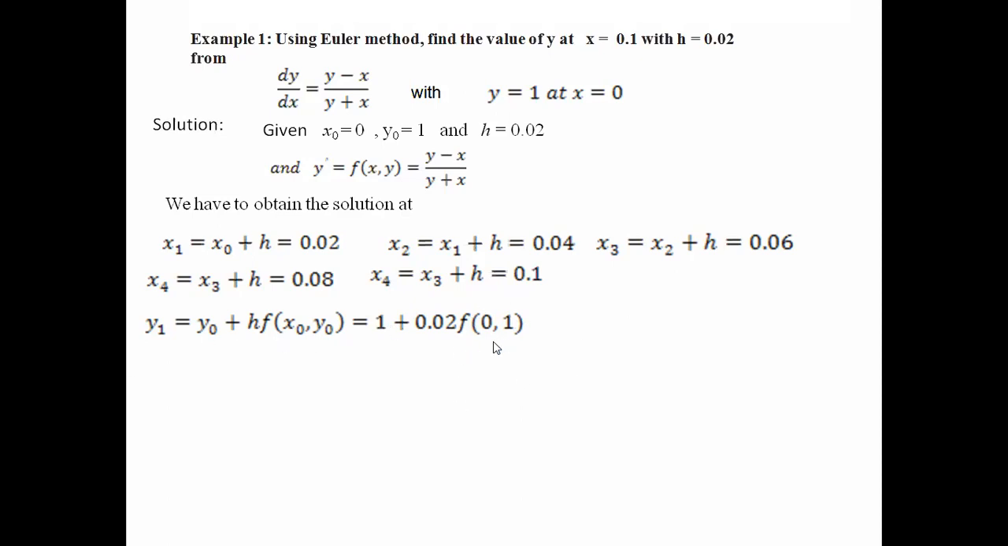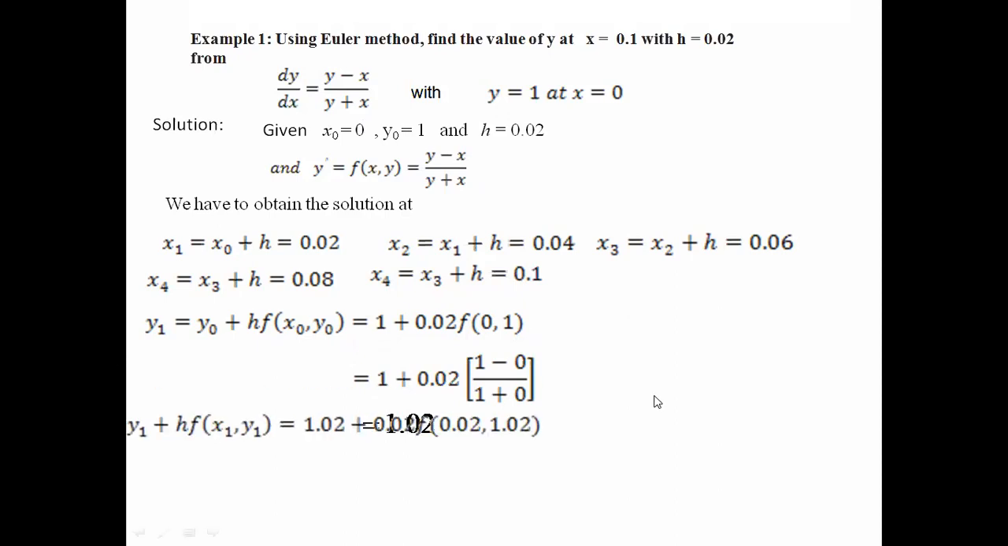But what is f of x, y? F of x, y means how x and y are related. Here x and y are related as (y minus x) divided by (y plus x). So this value is 1 plus 0.02 times f of x, y, related by the relation (y minus x) divided by (y plus x). Here this is the y coordinate, this is the x coordinate. So 1 minus 0 divided by 1 plus 0. Just simplify, we get 1.02. This is the value of y1 at that point.